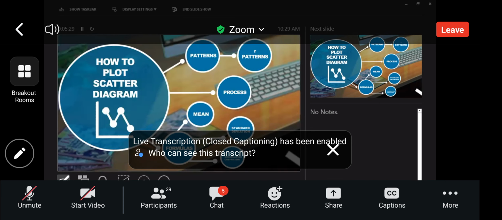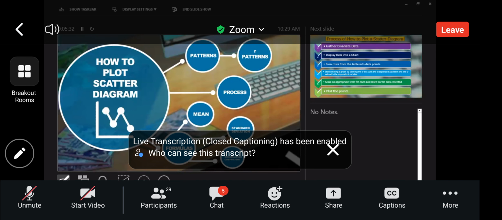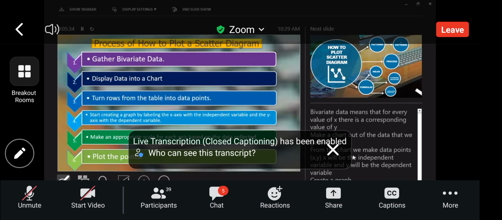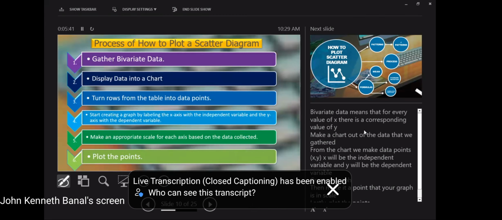Next po, the process. So process of how to plot is scatter plot diagram. First is gather bivariate data. What does it mean by bivariate? It means that for every value of x, there is a corresponding value of y. So dapat partner sila. So makikita natin doon, ayun yung ipag-ano natin. I-check natin yung relationship nila kung strong ba or wala sila or di sila related at all.